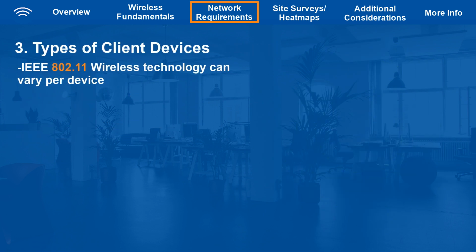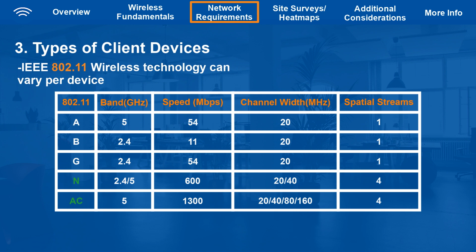Next, you want to know the type of client devices as well. Different devices use different wireless technologies housed under the 802.11 protocol suite. Take a look at this chart here. Each standard of the protocol supports different bands and speeds, as we can see, the fastest being 802.11 AC, which only supports 5 GHz. Many modern devices will use 802.11n, which supports both 2.4 and 5 GHz and is backwards compatible. This is not all devices, however, so it's important to know what devices are going to be on your network. 802.11a, b, and g are older wireless technologies, so they have slower transmission speeds.